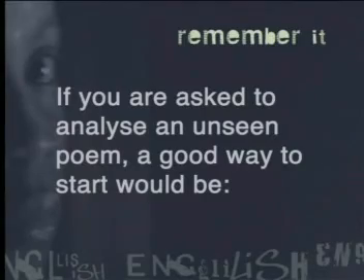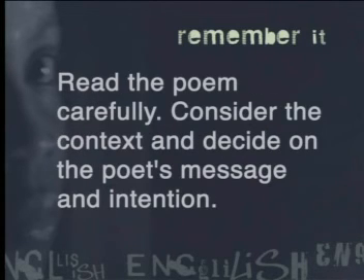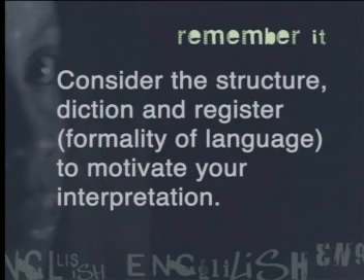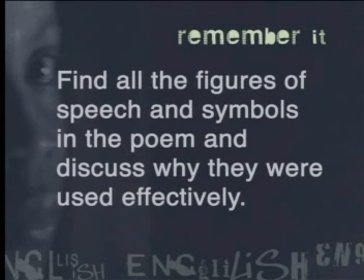Now here are some more tips when analyzing poetry. If you are asked to analyze an unseen poem, a good way to start would be to read the poem carefully, consider the context and decide on the poet's message and intention. Consider the structure, diction and register, which is formality of language, to motivate your interpretation. And then find all the figures of speech and symbols in the poem and discuss why they were used effectively.